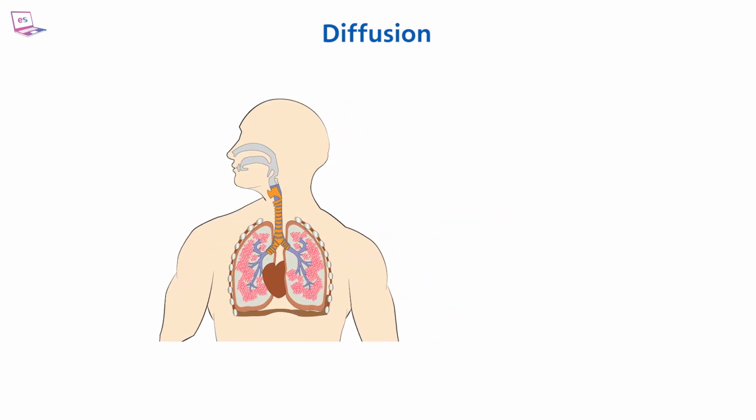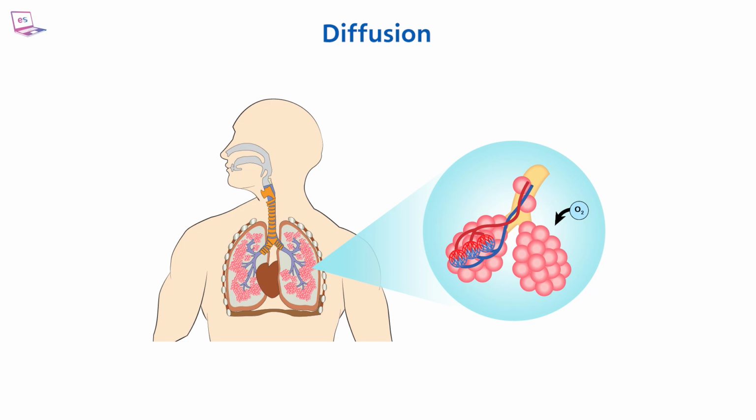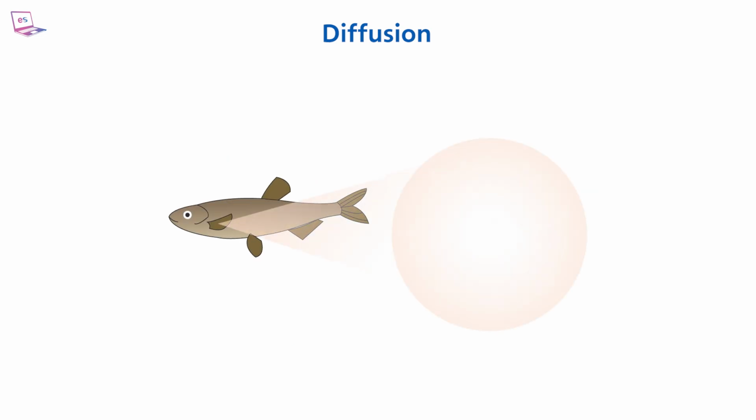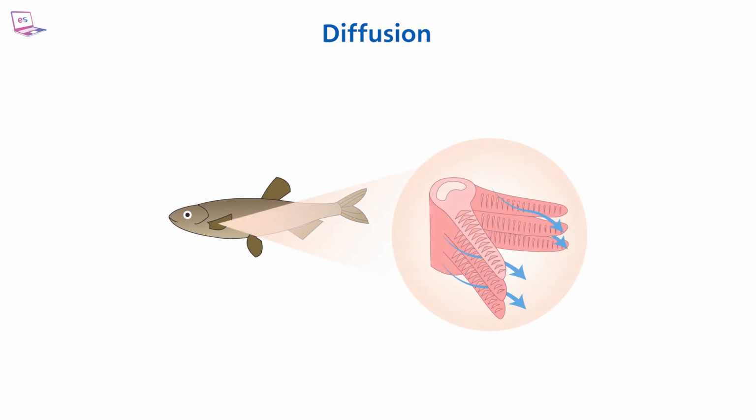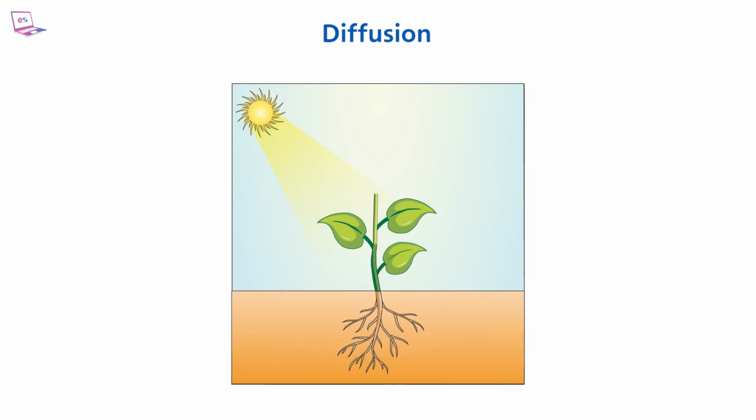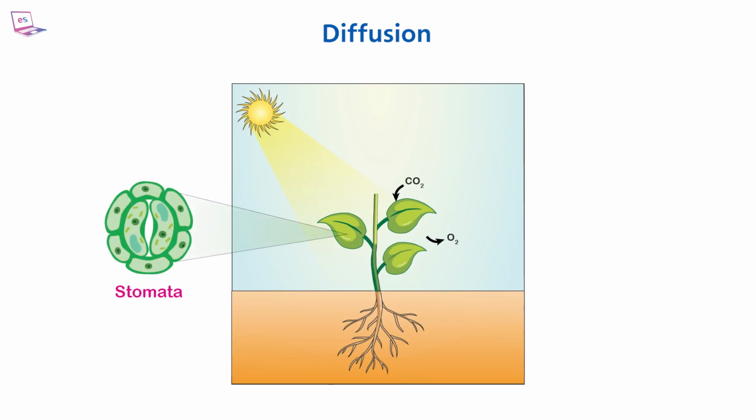In the human body, oxygen moves from the air in the alveoli into the blood in the capillaries through diffusion. On the other hand, carbon dioxide moves from the blood in the capillaries to the air in the alveoli through the same process. The gas exchange in fish occurs through the process of diffusion. As water flows over the gills, oxygen can pass through and enter the bloodstream in the gill filaments. At the same time, carbon dioxide exits the bloodstream and diffuses into the water. Plants use diffusion to exchange gases, such as carbon dioxide and oxygen, through their stomata.